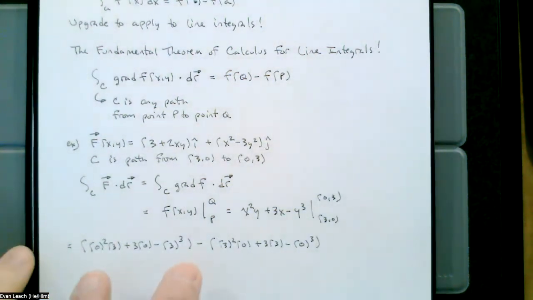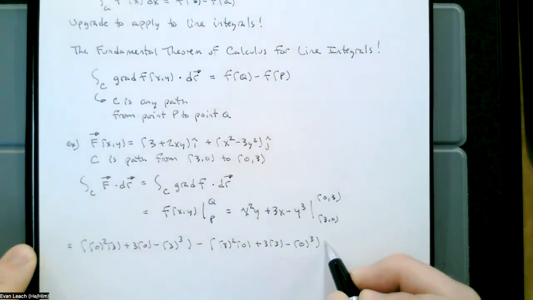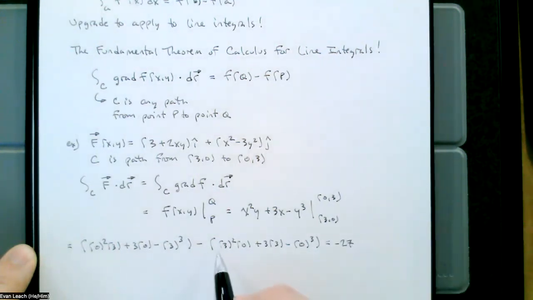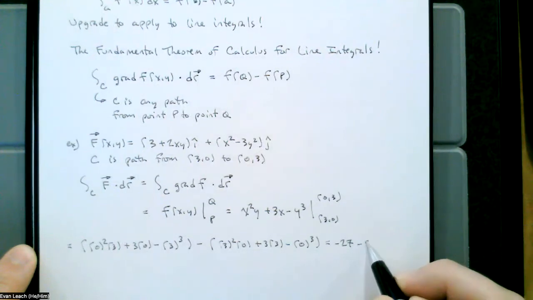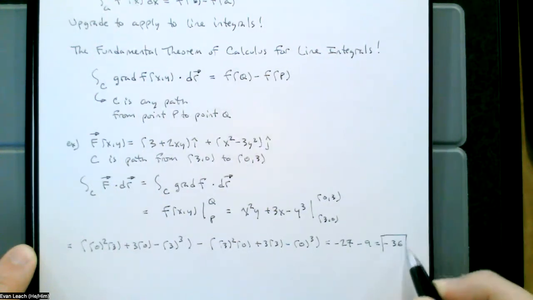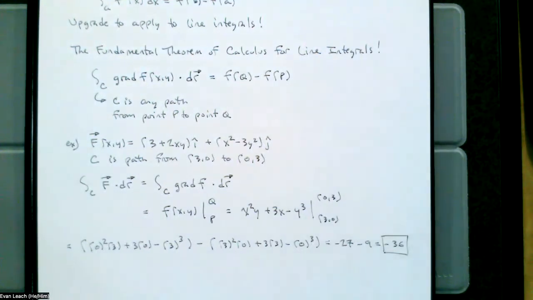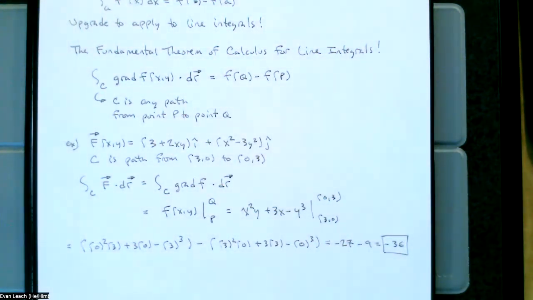So from this first term, we get negative 27. And from the second term, we get 9. Just like we suspected. If only we had known the fundamental theorem of calculus for line integrals and noticed that our vector field was a gradient field. We describe gradient fields as path independent.